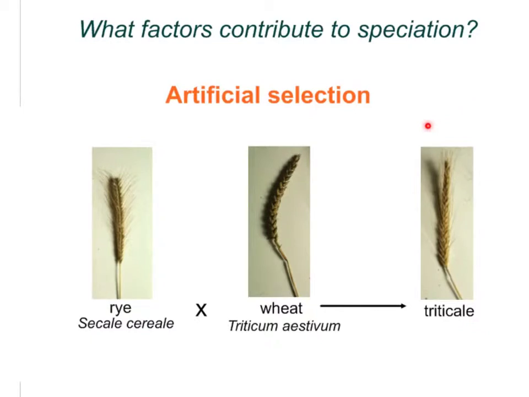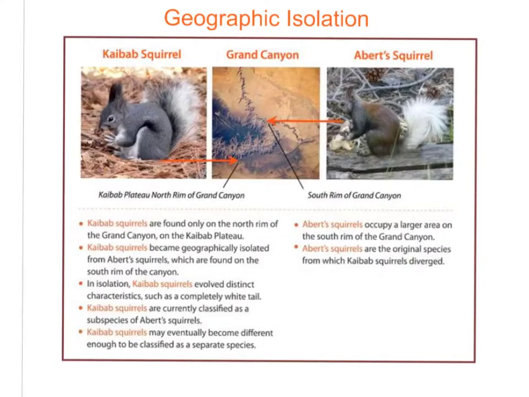So what are some factors that contribute to speciation? Besides, obviously, artificial selection can certainly contribute. What are some other factors that contribute to speciation? So geographic isolation, that is something that definitely contributes to speciation. Remember that speciation in sexually reproducing organisms happens when two populations become so different in their genetic makeup that they can no longer interbreed.